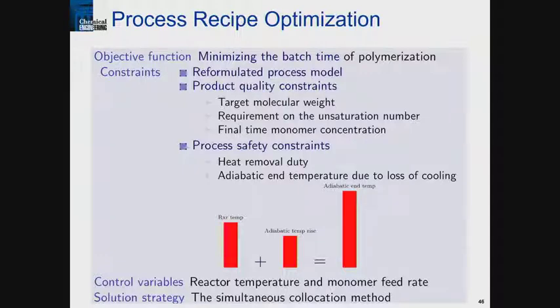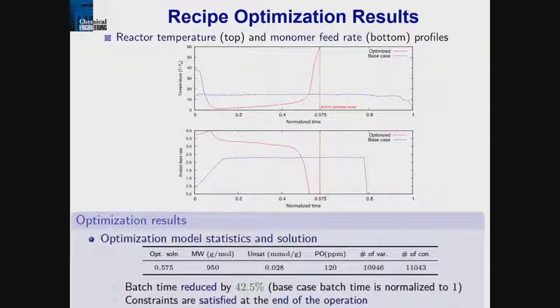What you have is the process model, the quality constraints that tell you what the product has to look like, the safety constraints, and in particular, this great constraint of saying, if I lose cooling at any point, what's the endpoint temperature going to be so it doesn't blow up? Okay? And then we have control variables, reactor temperature, monomer feed, and our solution strategy is direct transcription.